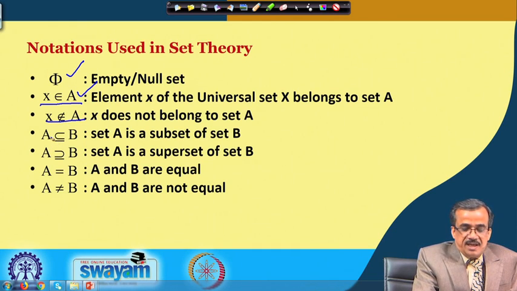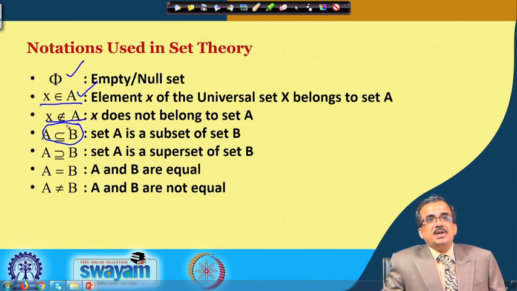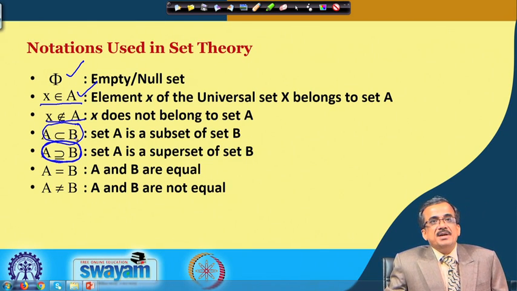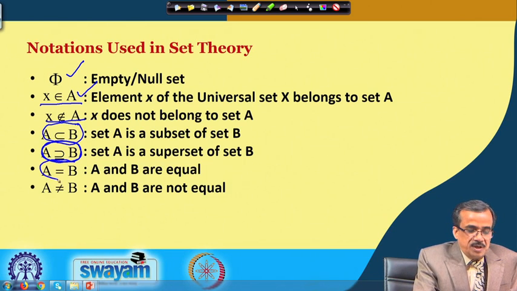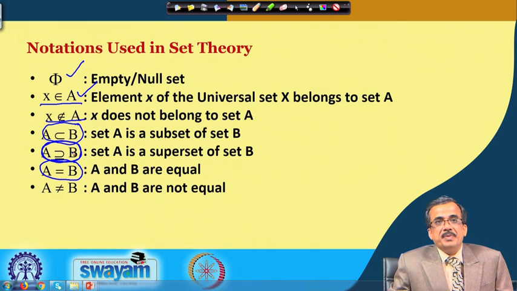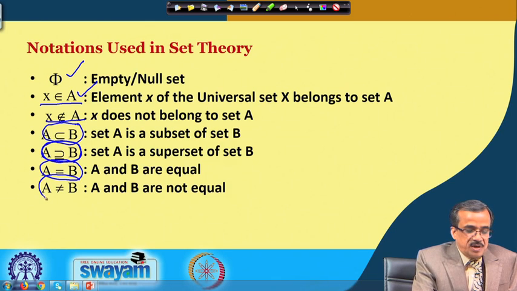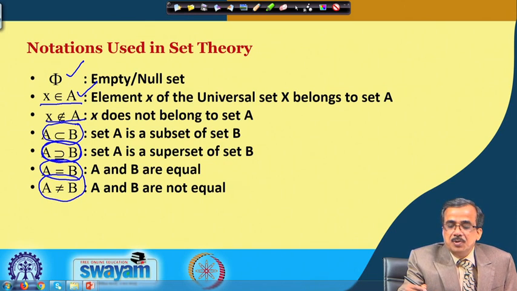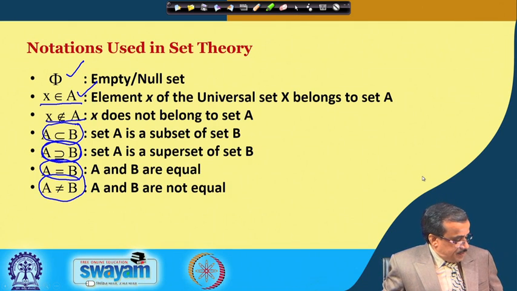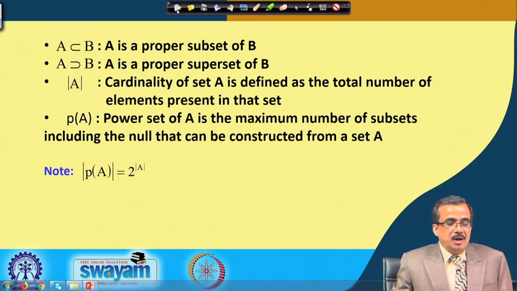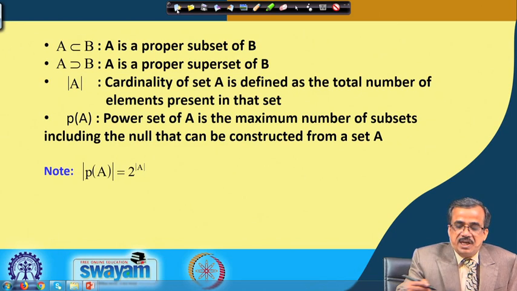Then comes A is a subset of B. So, this is the symbol which is generally used to represent A is a subset of B. The next is A is a superset of B. So, this is represented by this particular symbol, and if we write A is equal to B, this is the symbol, that means set A is equal to set B, and if set A and set B are not equal, you use this particular symbol. So, these are the different symbols used, and there are a few other symbols also which we generally use in the classical set or the crisp set.